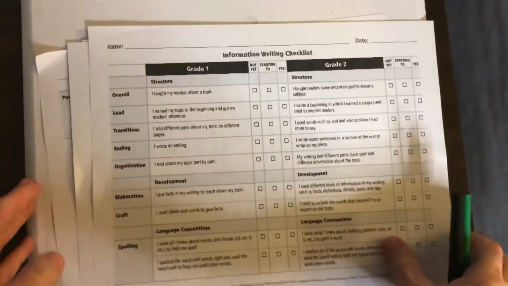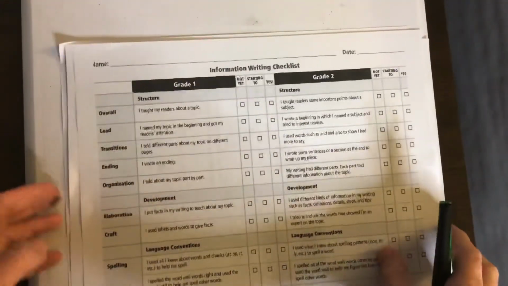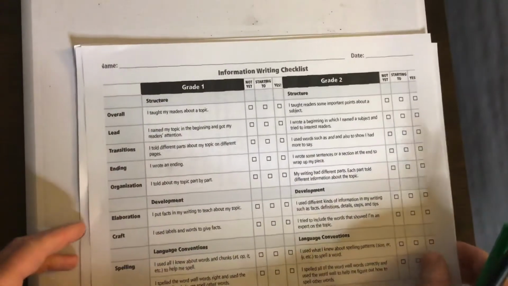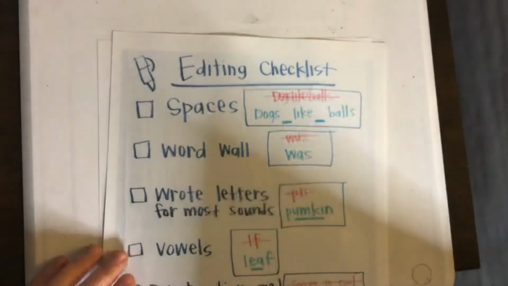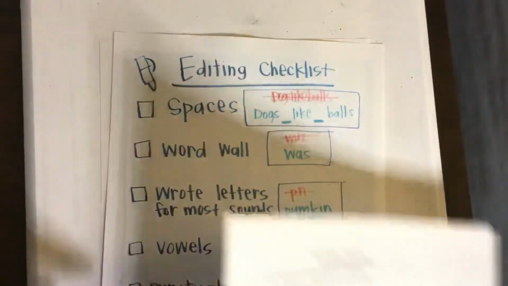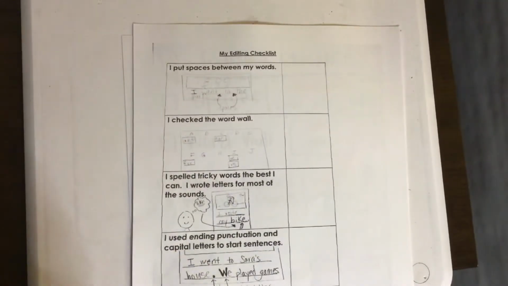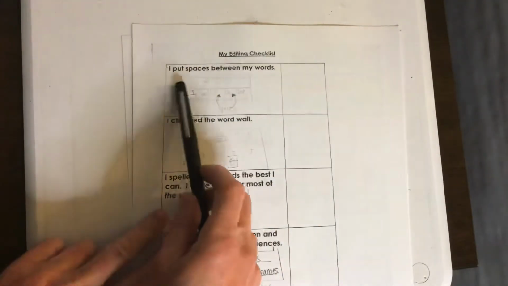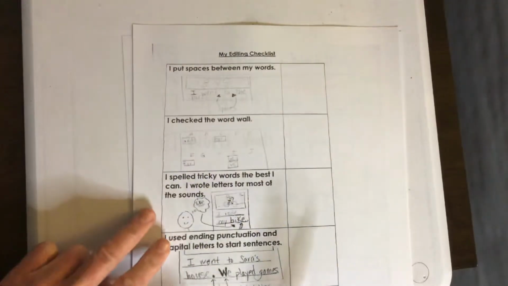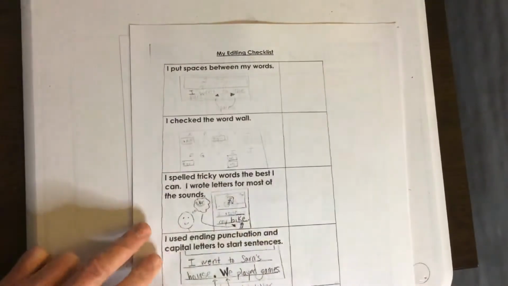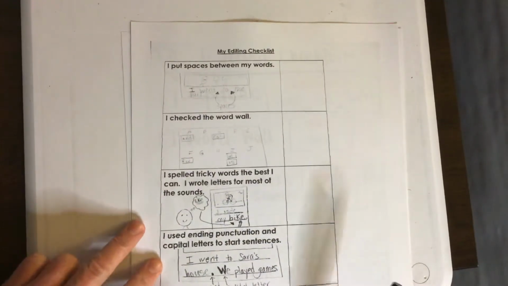All right, writers. I want you to use the information writing checklists as well as your editing checklist that can look like this or like this. We're going to take a peek at these a little more closely. Your editing checklist that we've used for several units just says, I put spaces between my words. So you want to make sure that you're checking your writing so it's nice and clear for that.